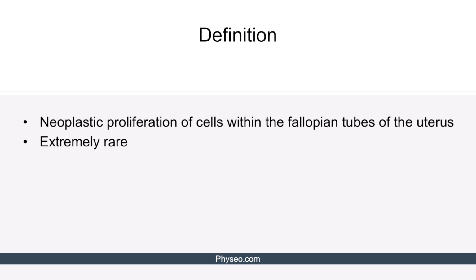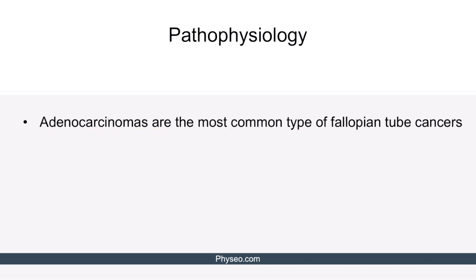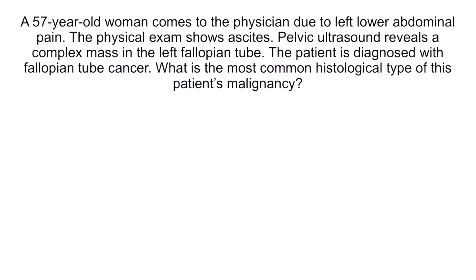Cancer of the fallopian tubes is characterized by neoplastic proliferation of cells within the fallopian tubes of the uterus and is extremely rare. The key point to remember from pathophysiology is that adenocarcinomas are the most common type of fallopian tube cancers. All right, let's try a question.